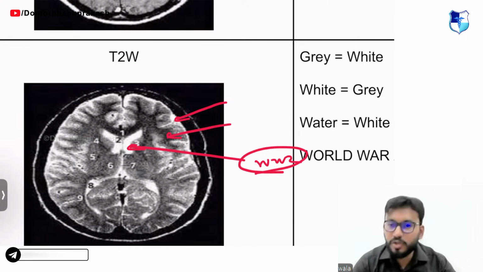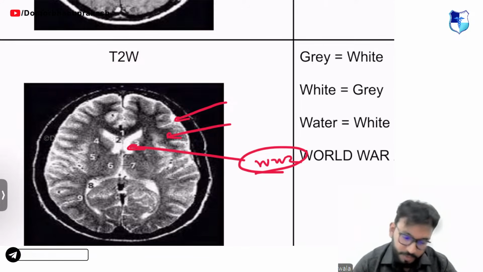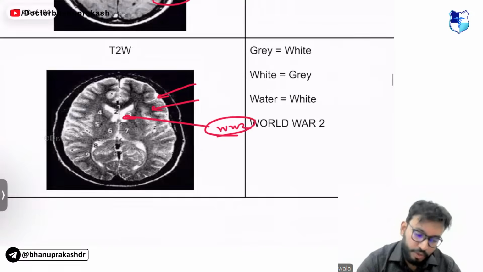Remember, guys, white areas on MRI are known as hyperintense. On CT, they were hyperdense. On MRI, hyperintense. Okay, this is your T2.